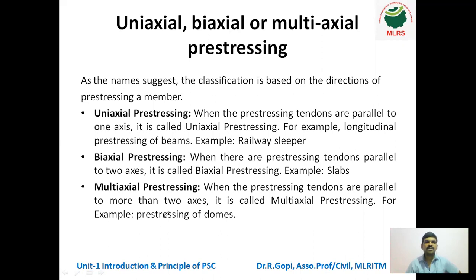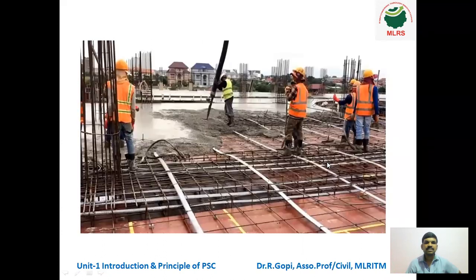For example, prestressing of domes. You know about domes. A dome is a curved structure, a doubly curved structure. So the tendons are placed in all the directions, all the four directions. That is called multi-axial prestressing.